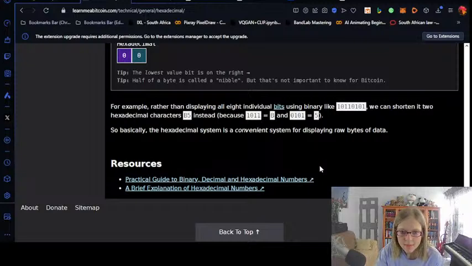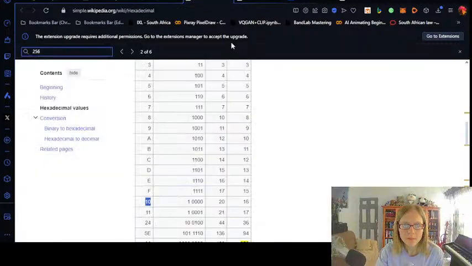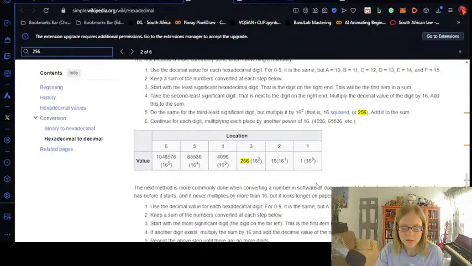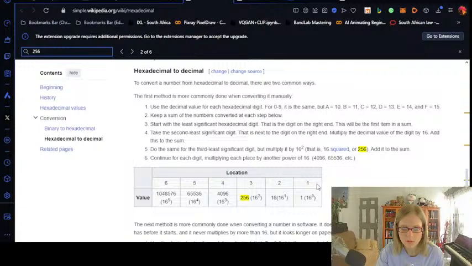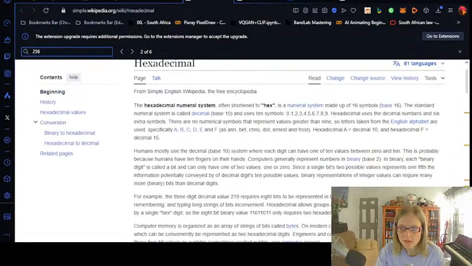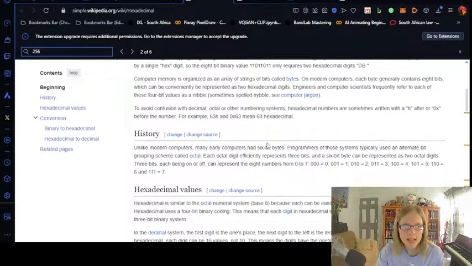Basically, the hexadecimal system is a convenient system for displaying raw bytes of data. I'm now going to move on. We've done these examples. So this is a repeat of everything I've said.